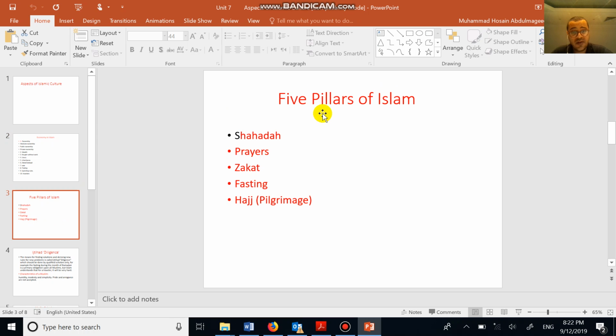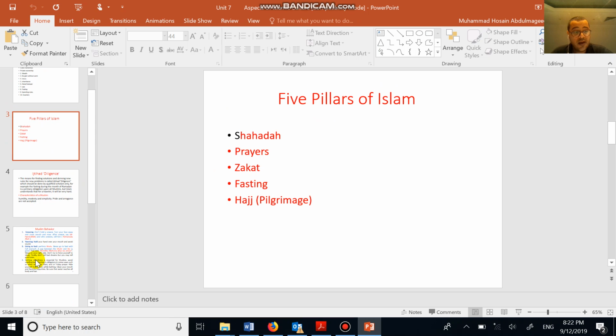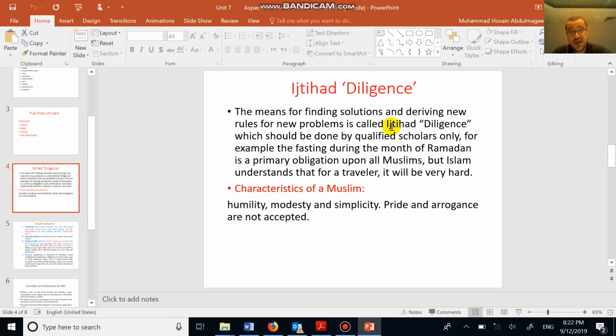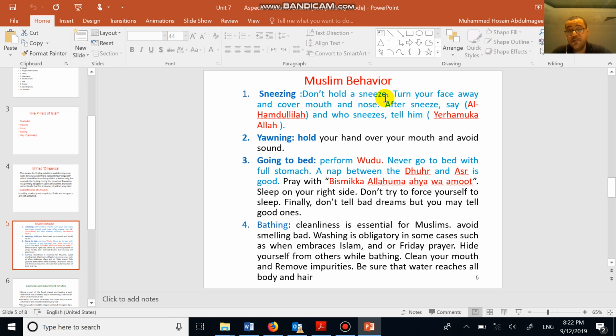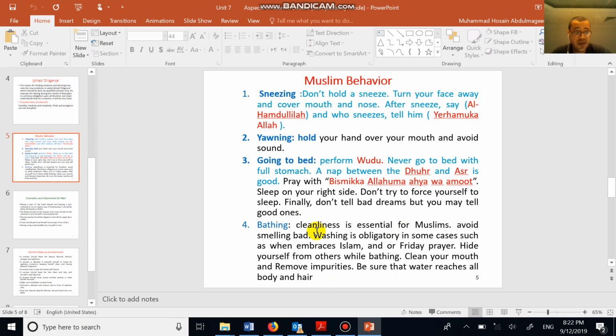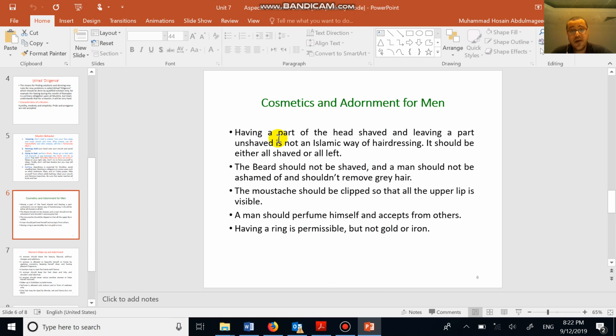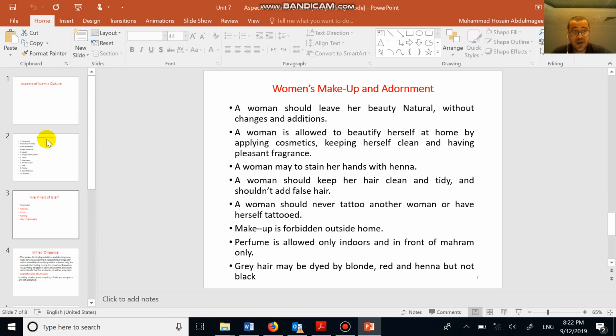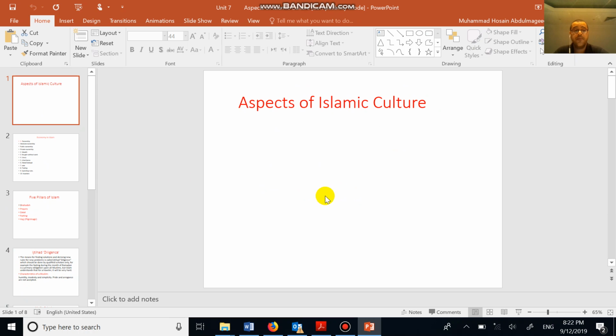And we will talk about the 5 pillars of Islam. We'll talk about ijtihad in general terms, and we will talk about the Muslim behavior. We chose only 4 different behaviors. There are many good behaviors that Muslims should have, but these are some of the things. And then we'll talk about the cosmetics and adornments for men and women. These are the major aspects that we'll be discussing in this chapter. Again, this is only a summary.